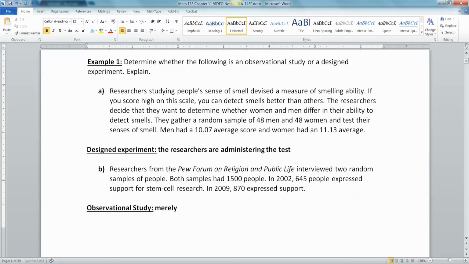So they're merely the researchers. Let me put it this way: the researchers are just asking opinions, but not administering a treatment, right? Nor controlling the groups. So they're not controlling anything. They're just asking a random group of people what they think, and then they're asking another random group of people what they think. That's observational. You're just observing what people think. That's how you get at it, by asking them questions.